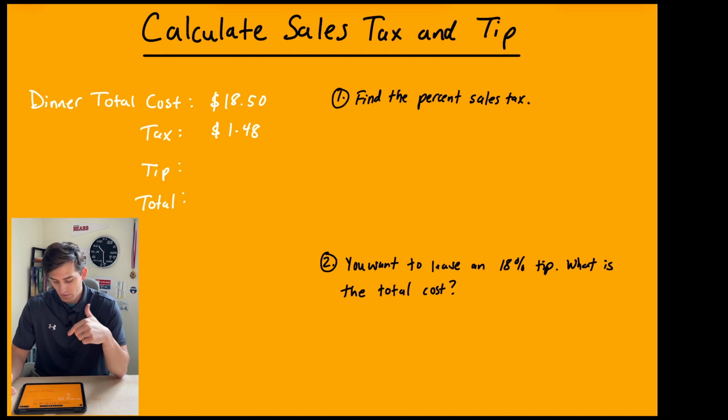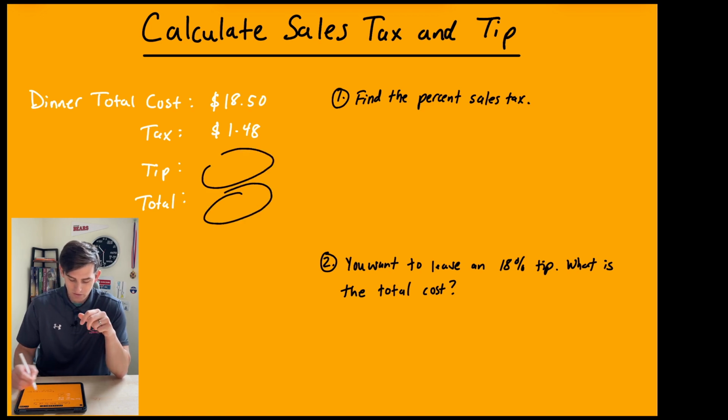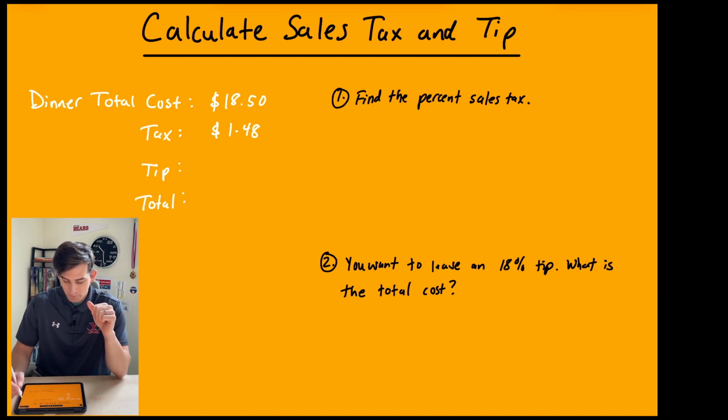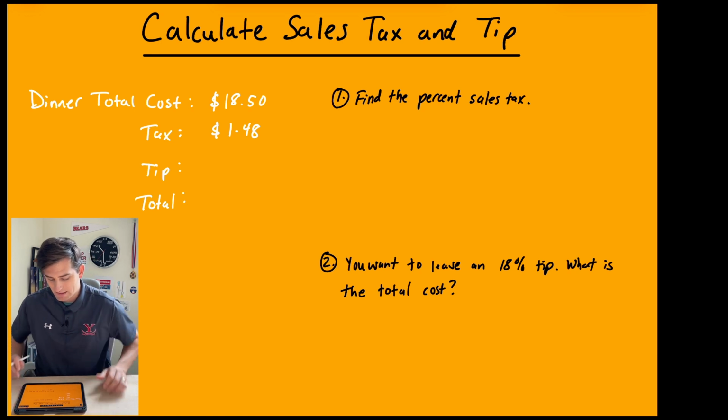And then number two, we're going to leave an 18% tip. So what's our total cost? So we're going to fill in this tip column here and also total. But before we do that, let's do number one. Let's find the percent sales tax.